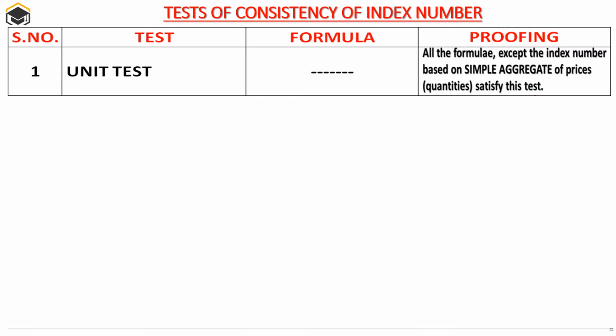Here is the shortest way of remembering the tests of consistency of index numbers. The very first is the unit test. For the unit test, we don't have any formula. For proof, all formulas except the index number based on simple aggregate of price relatives satisfy this test. So the simple aggregate method is not going to satisfy the unit test. The rest of all formulas are going to satisfy the unit test.